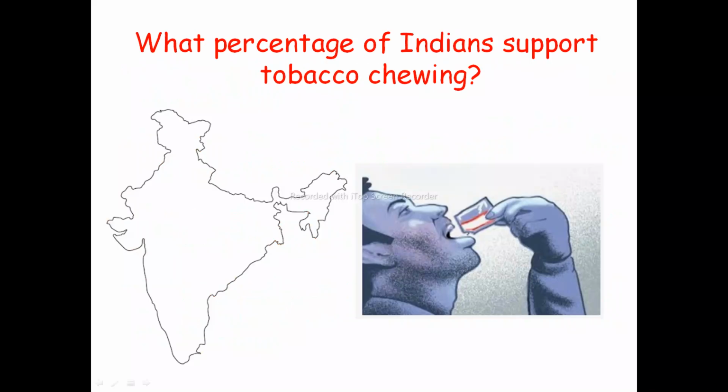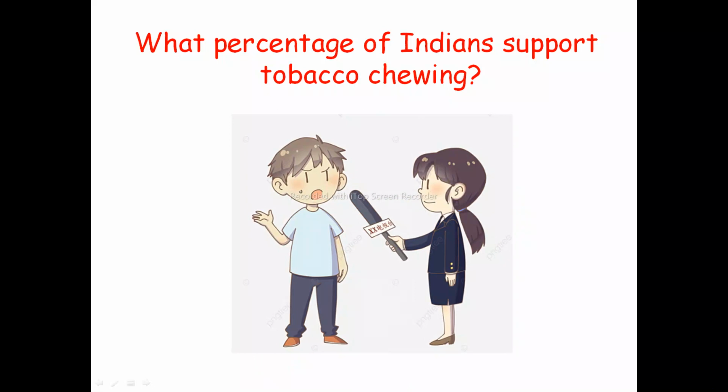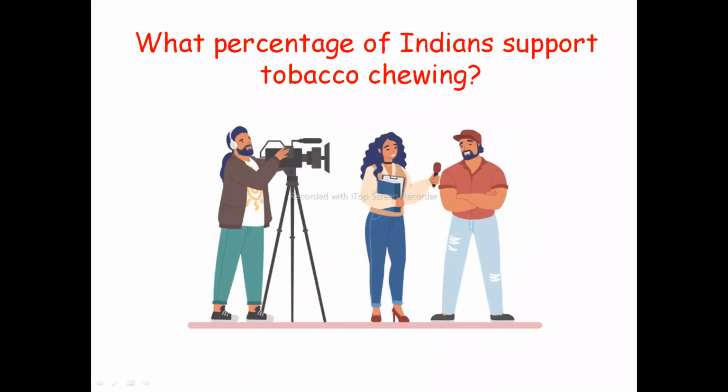So how would you apply the convenience sampling technique to our investigation question, what percentage of Indians support tobacco chewing? For this, suppose you are a news reporter investigating people from various places in India about this question. By this, you will get the public opinion. Just select every other person in the street. So this is how we can do the survey by convenience.